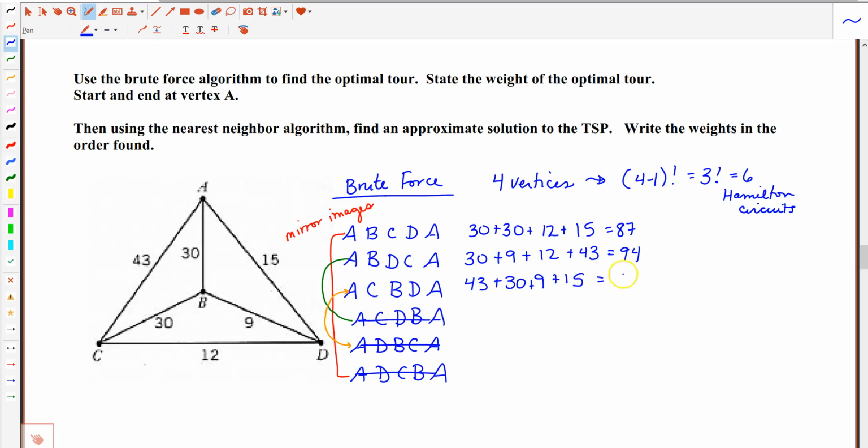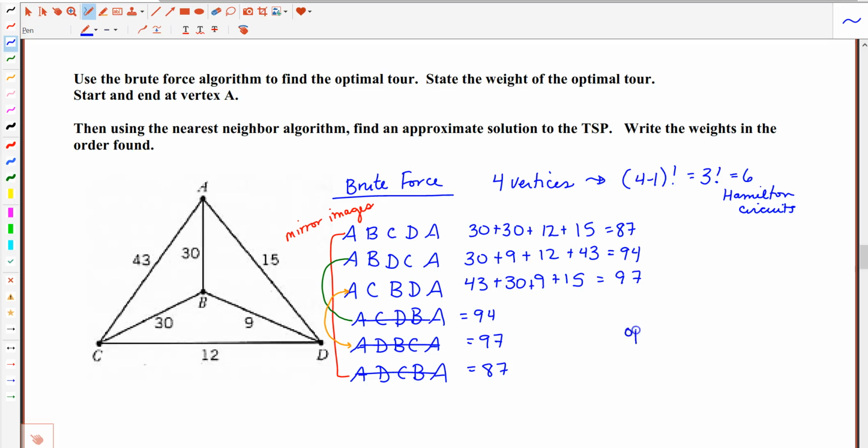Right, so if we add those things up, we get 97. These mirror image routes would have the same weight. So this guy would have a weight of 87, this guy's mirror image route would have a weight of 94, and this guy's mirror image route would also have a weight of 97. So for each of the 6 possible Hamilton circuits, we were able to find the weight for each one of them.